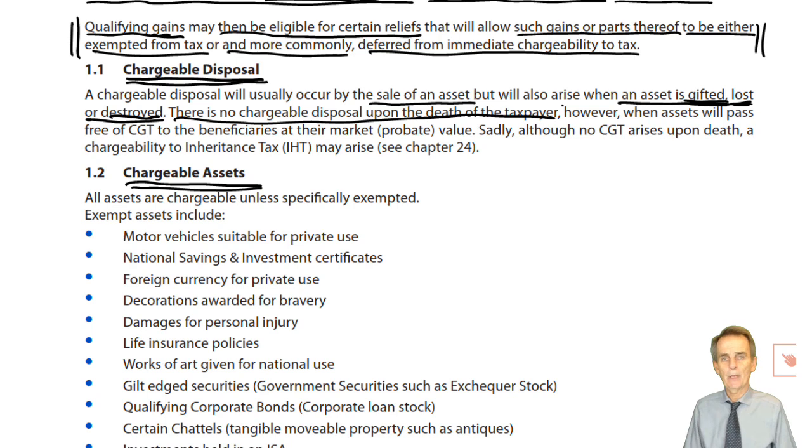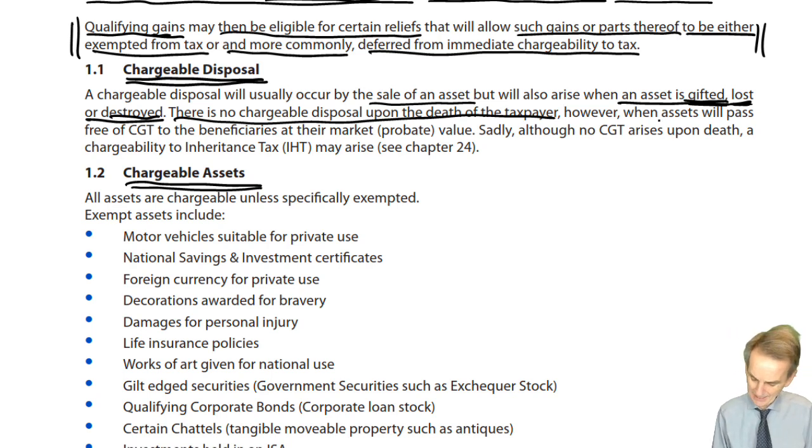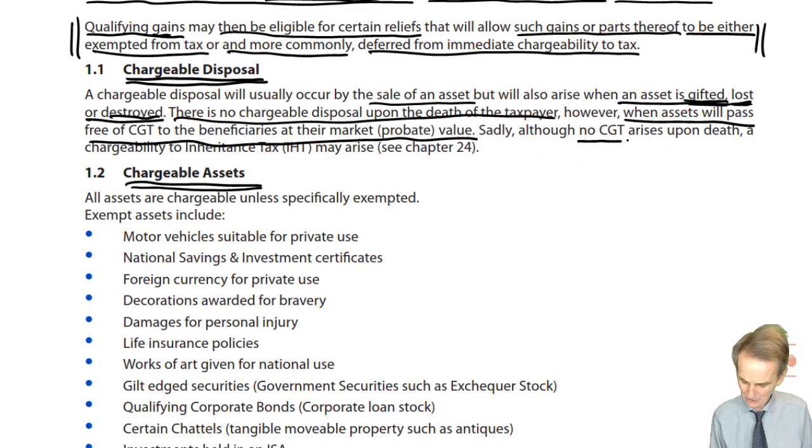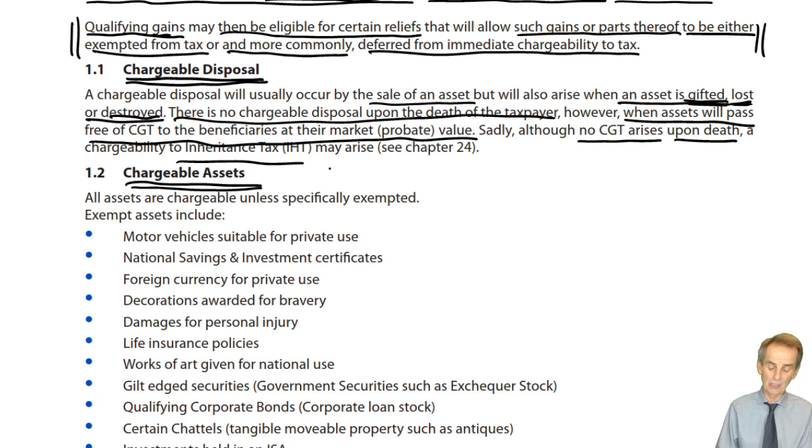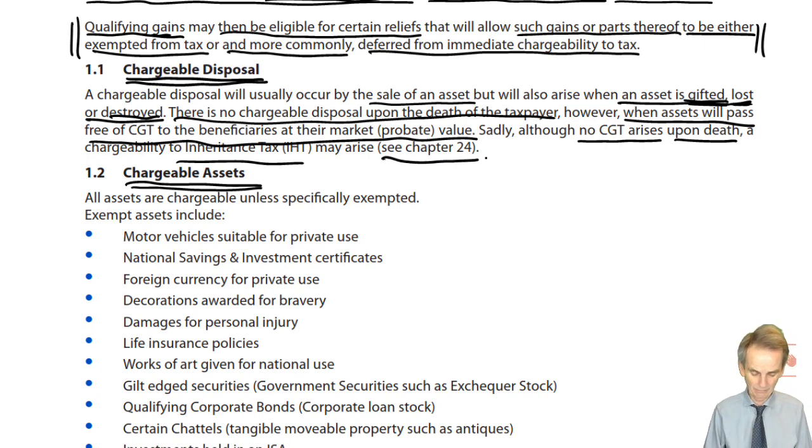So there are two capital taxes, CGT that we deal with in lifetime, and IHT that is principally arising, certainly so far as our exam is concerned, as a result of the death of the taxpayer. But more of that in our later chapter on IHT. Again, only one chapter, but a very, very substantial chapter, as we will see. But more of that for the future. Okay, so as we've just said, assets on death will pass free of CGT to the beneficiaries at their then market or probate value. And as I just said, sadly, although there's no CGT that arises upon death, we have got a chargeability to inheritance tax that may arise, and that awaits us in chapter 24.